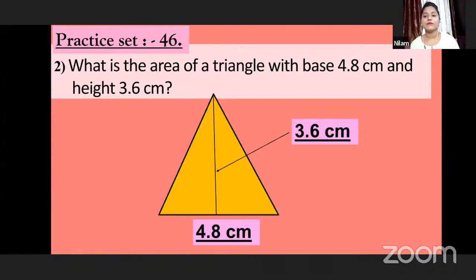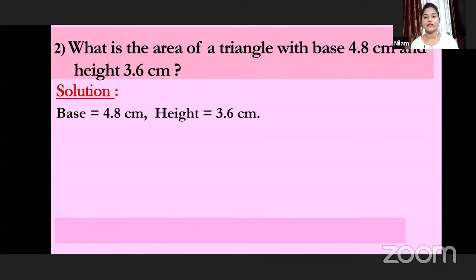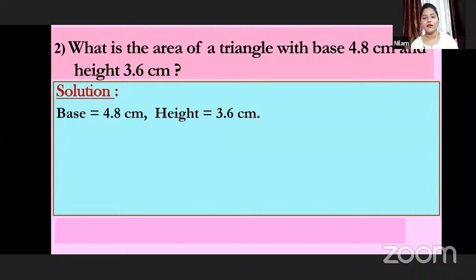3.6 centimeter. Okay. See, on the screen you can see it is a triangle whose base is 4.8 centimeter and its height is 3.6 centimeter. Okay. And we have to find out the area of that triangle. See, base is given, height is given, and we have to find out the area. So, can you tell me what is the formula of area of triangle when base and height is given?